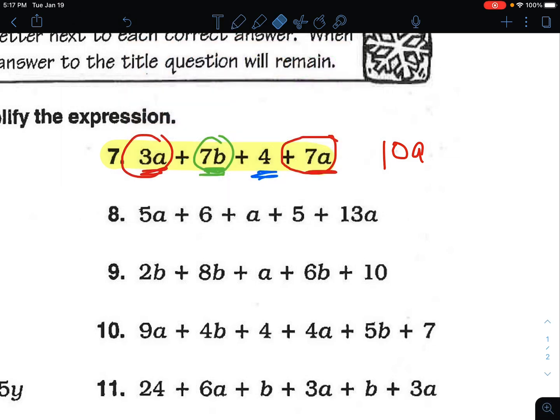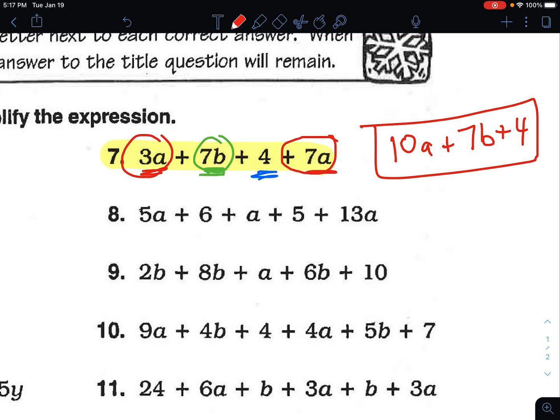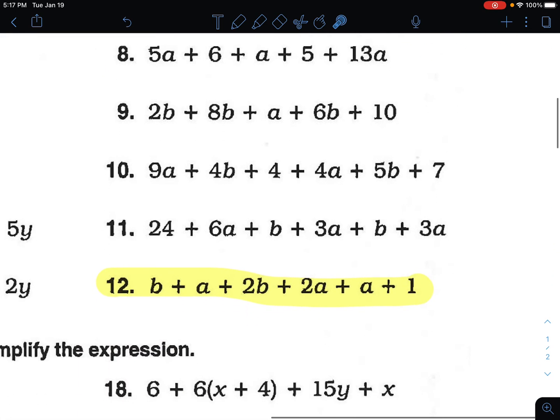Let me rewrite that. So we have 10a plus 7b plus 4. And that's it. We cannot combine the 10a with the b's or with the constants. So that's our answer. Let's go ahead and try number 12.